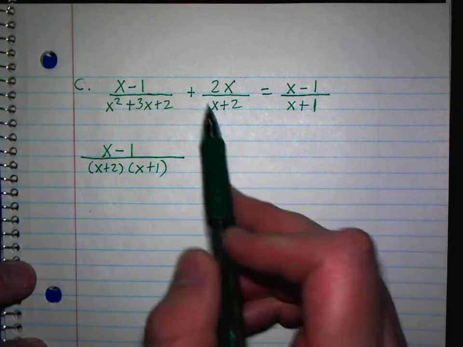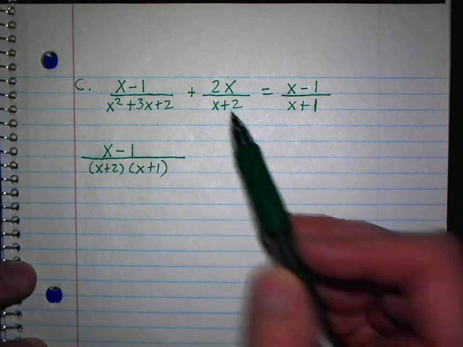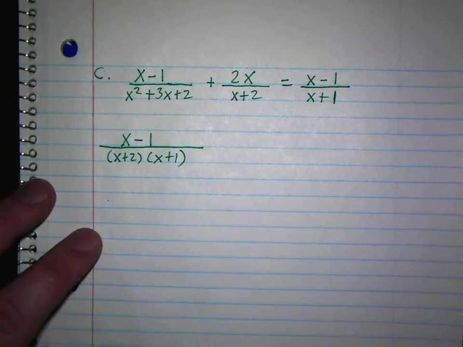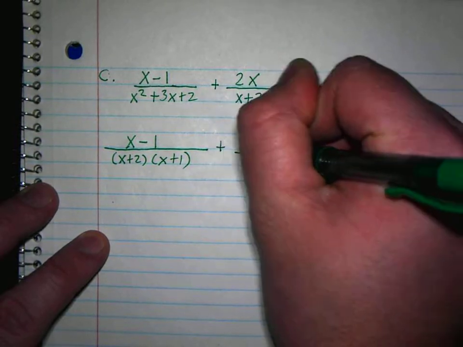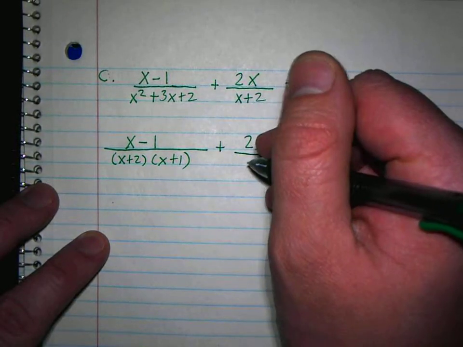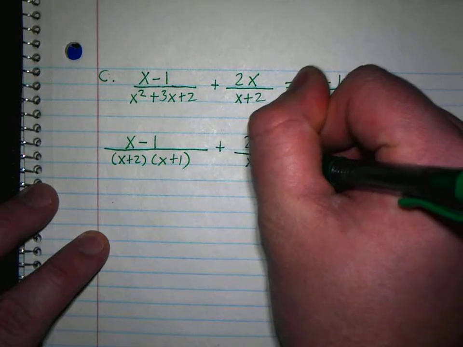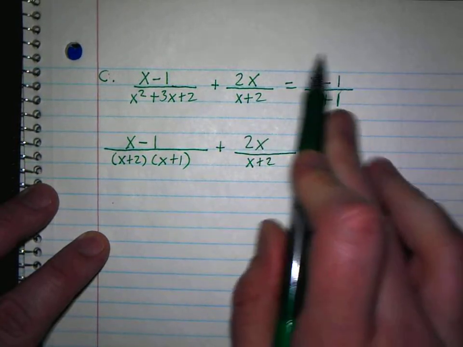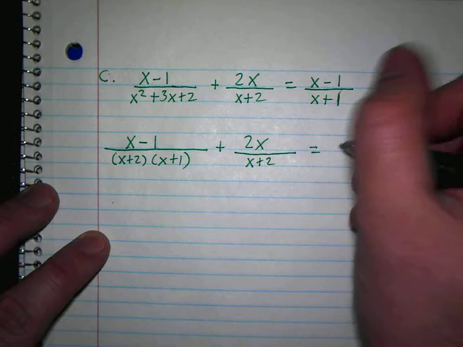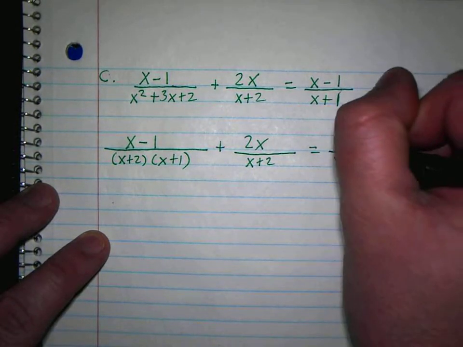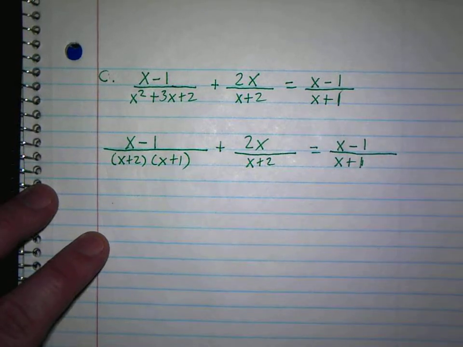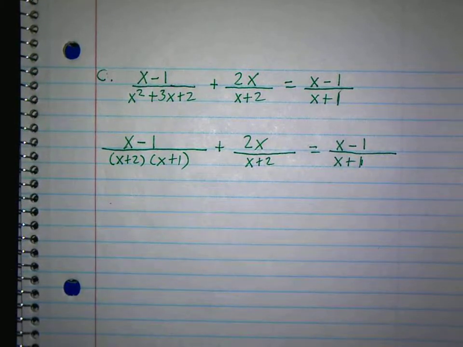Now here, does anything cancel or anything factor? Nope. And here, does anything cancel, anything factor? No. Now you may remember from yesterday that we want to get rid of the fractions. And so what am I going to multiply by? x plus 1.